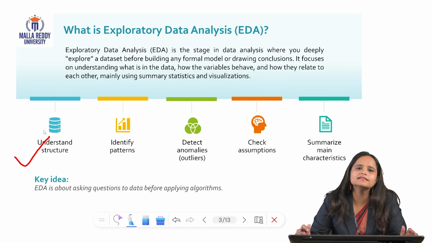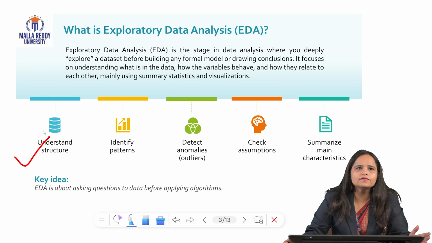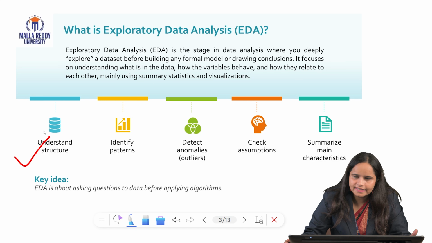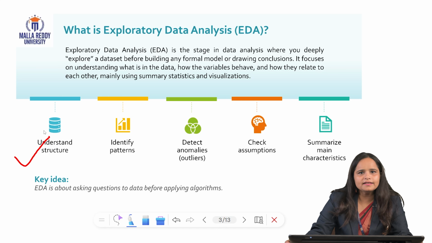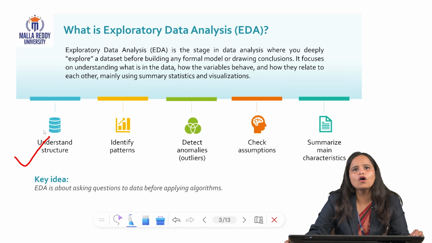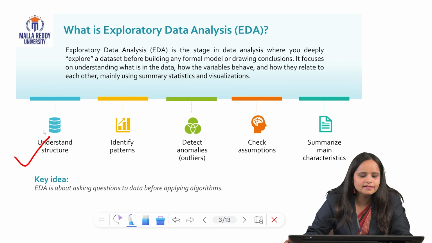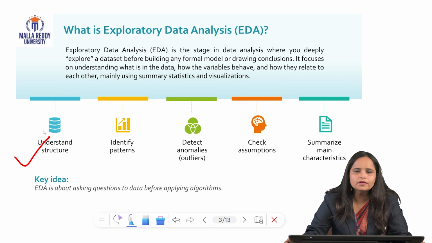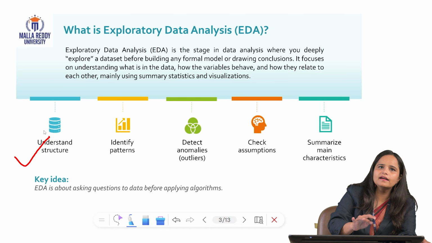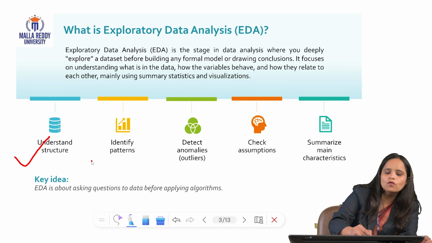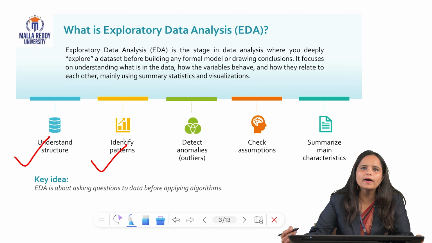Now, what comes in the structure of the data? Structure of the data will tell you what variables are available in the dataset and what the data type of those variables is. In simple terms, the column names present in the dataset are nothing but my variables. So in the structure, we will find out what the data type is, and whether there are any missing values present in my data or not. After understanding the structure, we will move on to identifying the patterns.